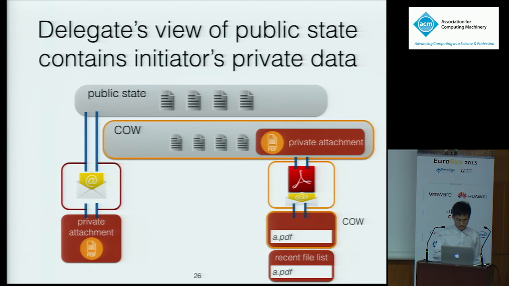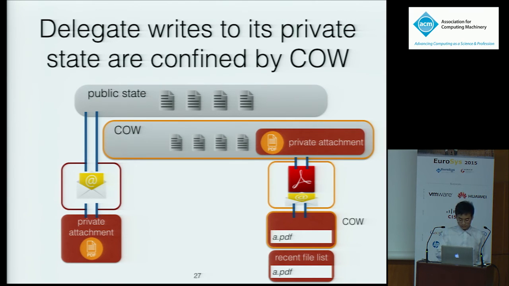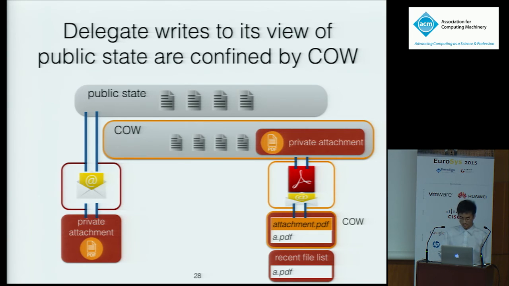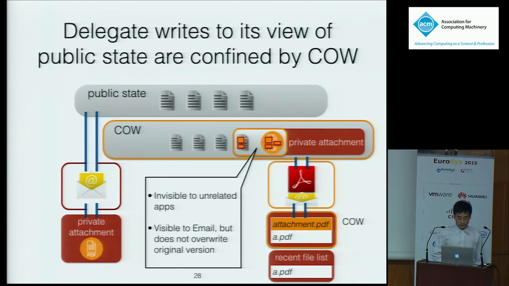Then, when opening this PDF attachment, Adobe Reader will add a new entry to the recent file list for this attachment. However, this update is confined in the copy and write view. Then it may also write to the public state. Again, these writes are confined in the copy and write view. The delta data in the copy and write view for the public state is invisible to other unrelated apps, so Adobe Reader and the delegate can never leak data by writing to the public state.